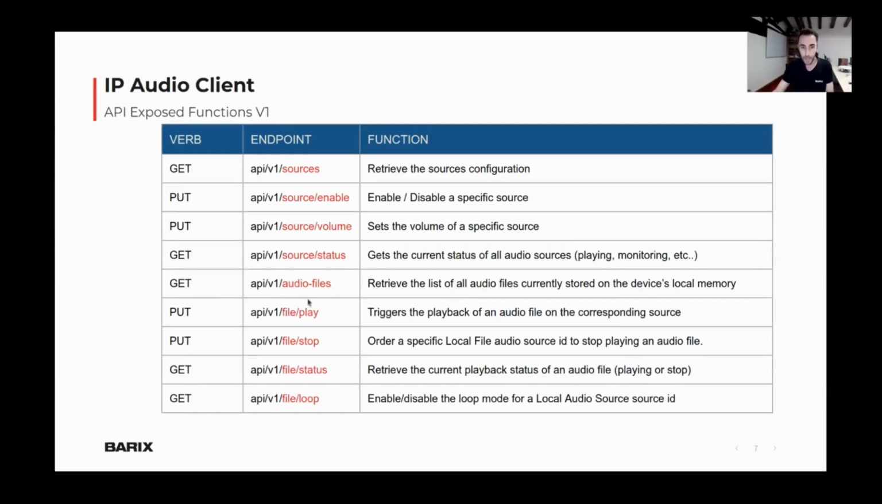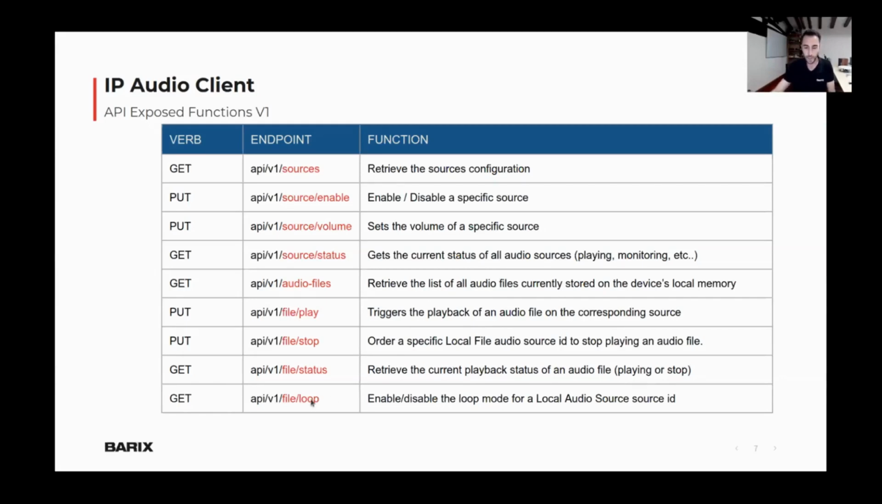Then we have the audio files, which allows you to retrieve all the audio files currently stored in the local memory of the device. In this way, you are able to manage the files as well. You need to have a local file source configured, and then you can trigger the playback of an audio file from the API, or stop the audio file. Retrieve the status of an audio file. So after you send the play, depending on the use case and application, you can even retrieve what this audio file is doing at the moment. Is it playing or is it stopped?